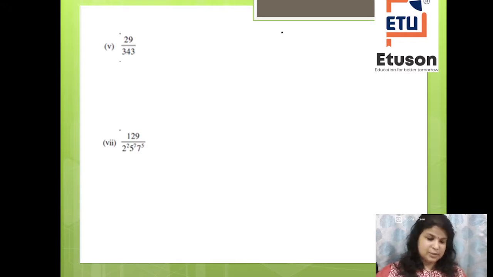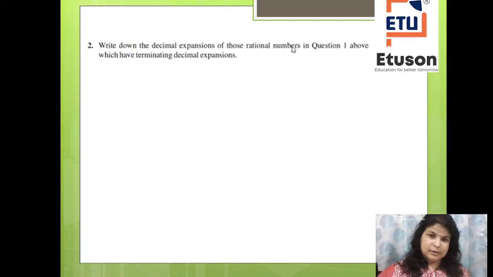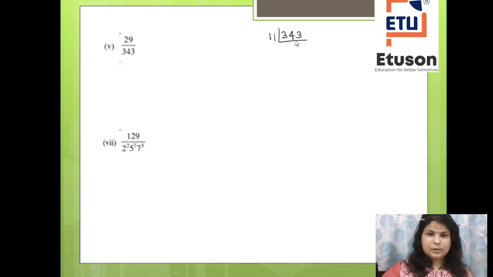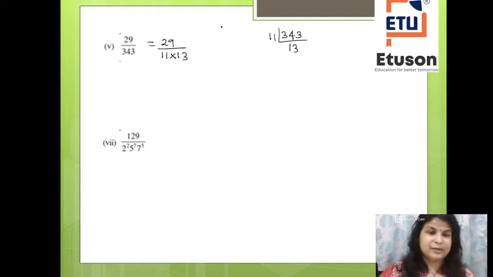Again the same procedure. We'll find out the factors of 343. So it's 7 and 7 and here comes your 7. So 343 is your 7 into 7 into 7, correct? So it is equal to 29 divided by 343, and there is no question of 2 and 5 as a factor.